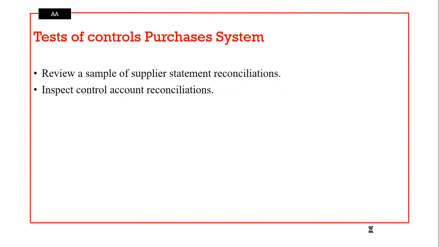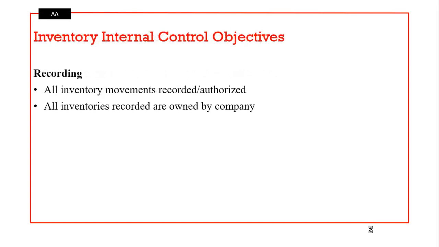Under tests of controls, you need to review a sample of supplier statement reconciliations to ensure that the company is up to date when it comes to accurate recording of obligations. Inspect control accounts reconciliation for accuracy and completeness. Okay, now we get on to inventory, and under inventory again we've got control objectives.